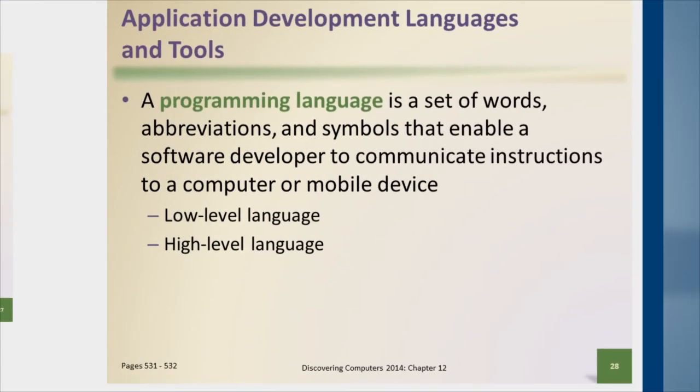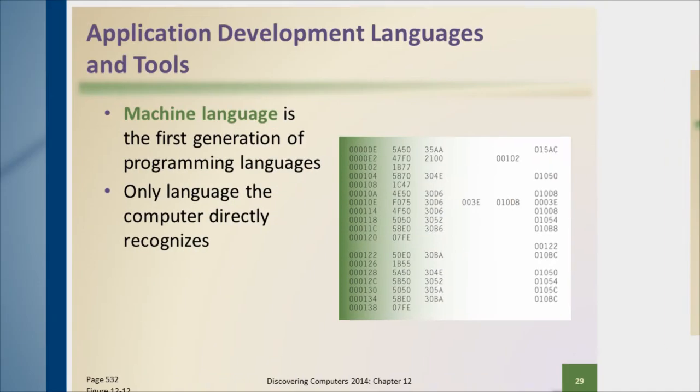So the system that we end up developing is going to be done in some sort of programming language, and a programming language is a set of words, abbreviations, symbols, etc. that a software developer uses to communicate instructions to the computer or mobile device. In general, we can break programming languages up into a couple of different categories, either a low-level language or a high-level language, and there's a spectrum in between there.